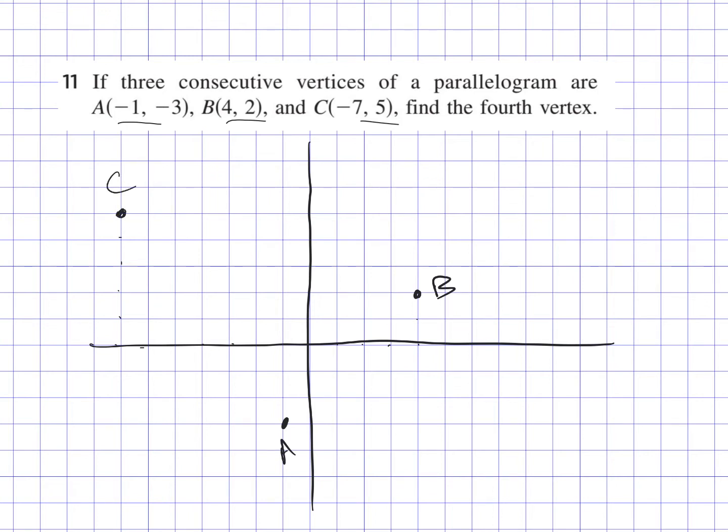All right, so now we have to try to figure out where the other point's going to be. So let me draw a possibility here. This would have to go up here somewhere. So somewhere up here is a fourth point. But also, you could go this way.